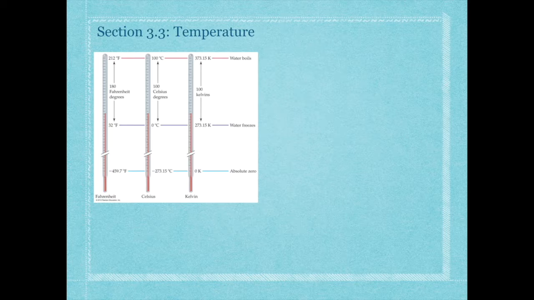Really quickly, Fahrenheit is a unit that we're not actually going to use in this class, but just to review how to convert, the temperature in Fahrenheit equals 9/5 times the temperature in Celsius plus 32 degrees.